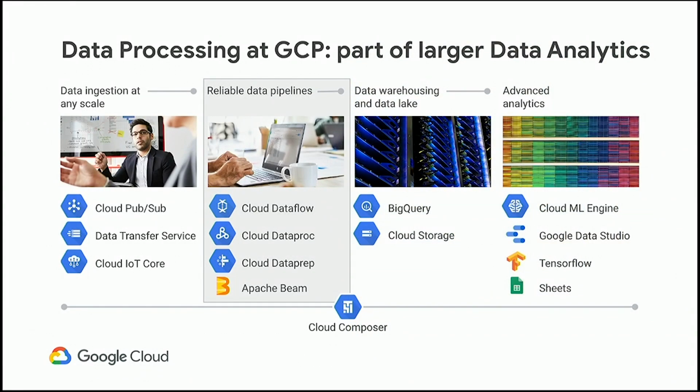So let's get started. Data processing in the cloud, Google Cloud, is part of a larger data analytics offering set. Starting with data ingestion, you have access to Cloud PubSub, which is our messaging solution for streaming events. If you need to move structured or unstructured data to the Google Cloud, you can use the data transfer service. And if you need to connect your IoT devices, Cloud IoT Core is the solution for that. Now, once you ingest the data, you now have options to process it.